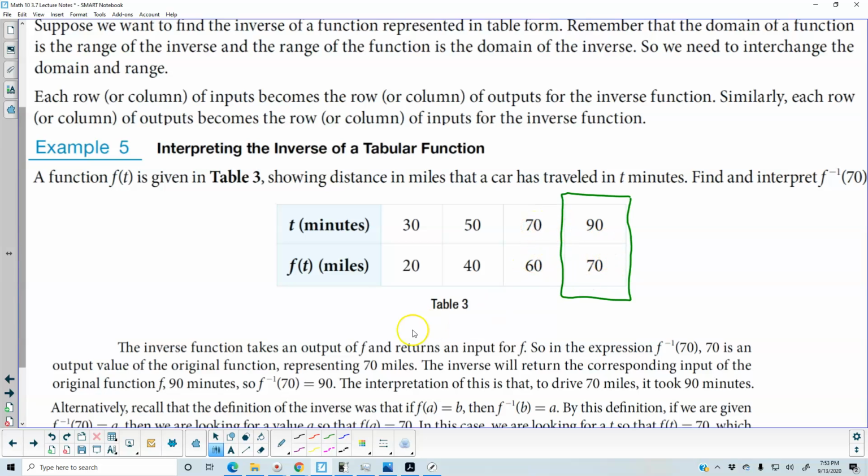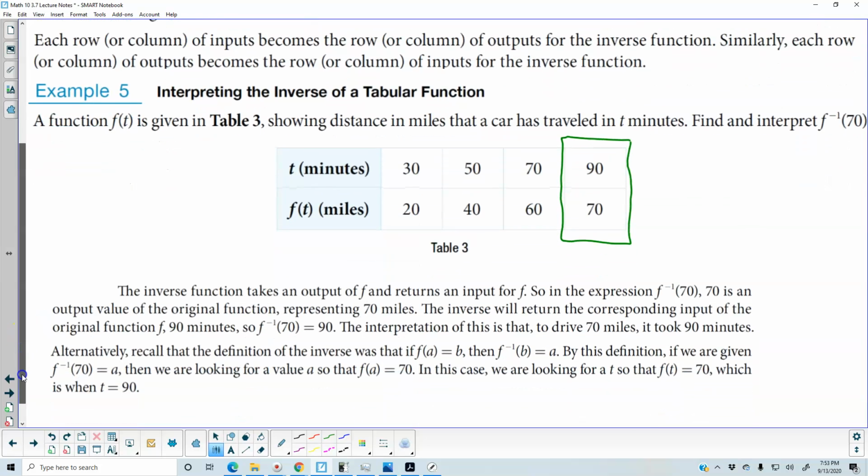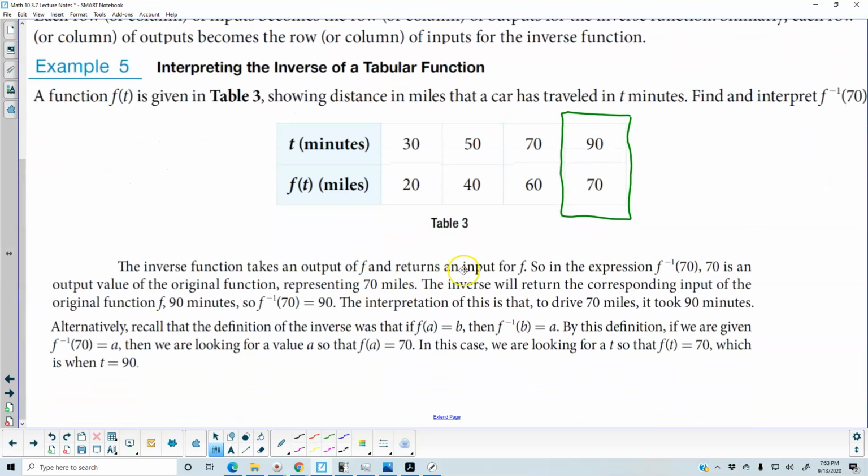70 miles in 90 minutes. Now the inverse function takes an output of f and returns an input for f. So in the expression f inverse of 70, 70 is an output value of the original function, representing 70 miles. The inverse will return the corresponding input of the original function f, 90 minutes. So f inverse of 70 is then equal to 90. So the interpretation of this is that to drive 70 miles, it took 90 minutes.